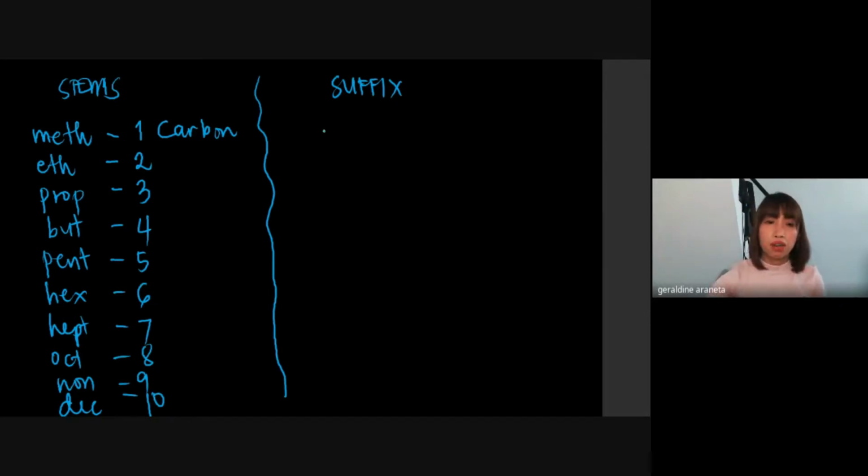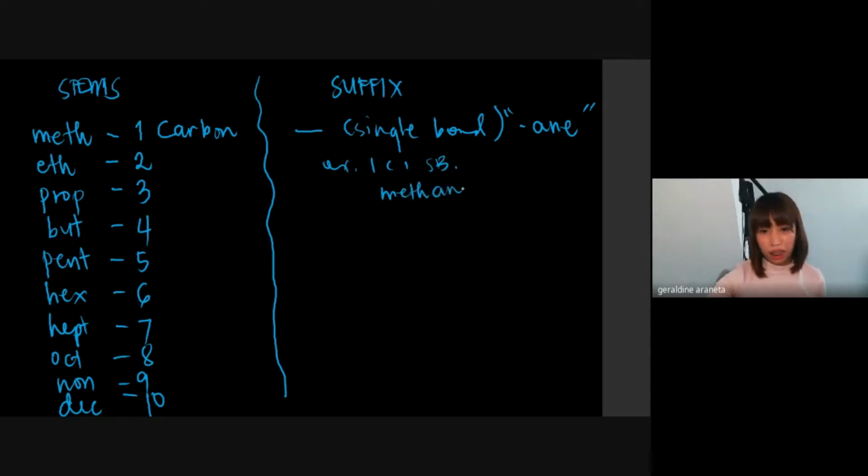How about the suffix? Okay, kapag single bond, that will end with A-N-E kasi alkane. So mag-end siya with A-N-E. For example, isang carbon, one carbon, single bond. That will be methane. So methane kasi isa yung carbon ni methane, tapos single bond lang siya. Kapag naman two carbons, tapos single bond, that is ethane. Okay, is it understood? Alright.